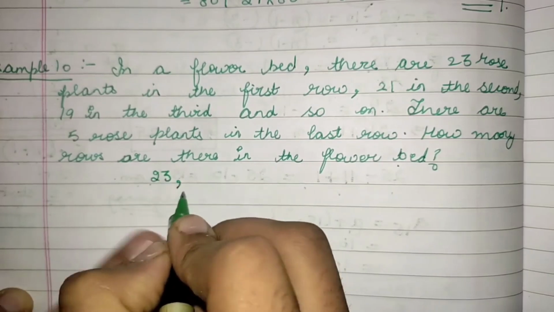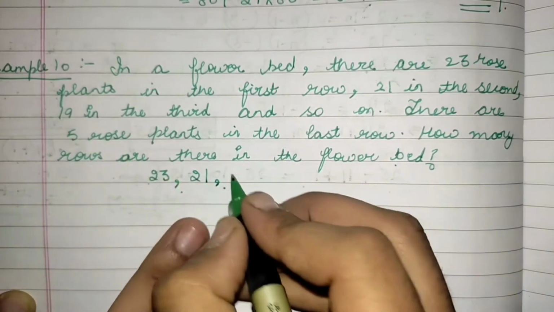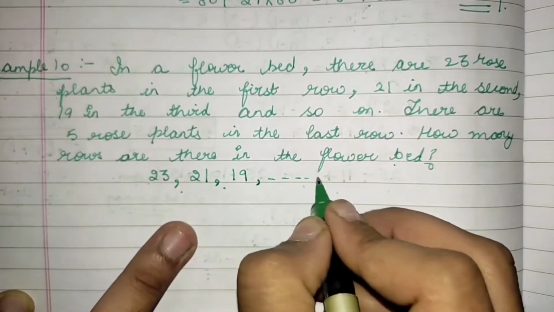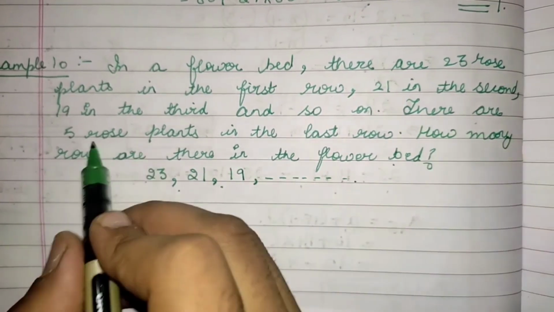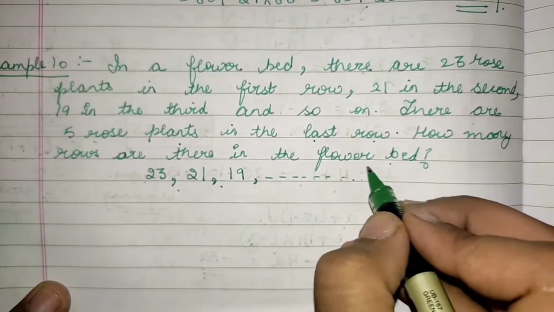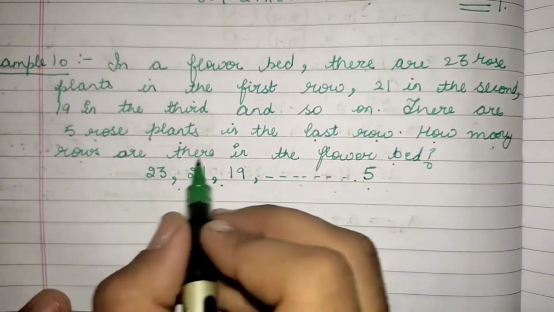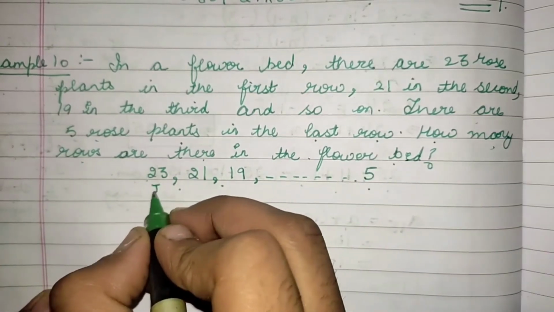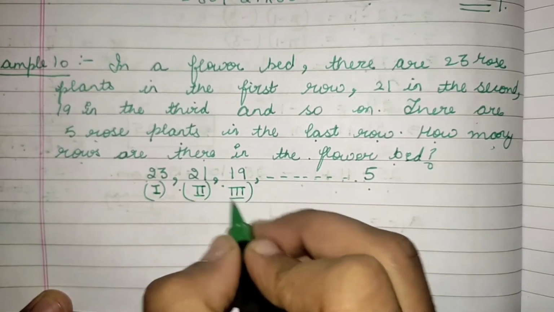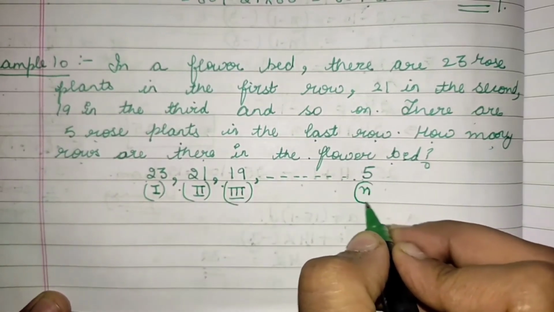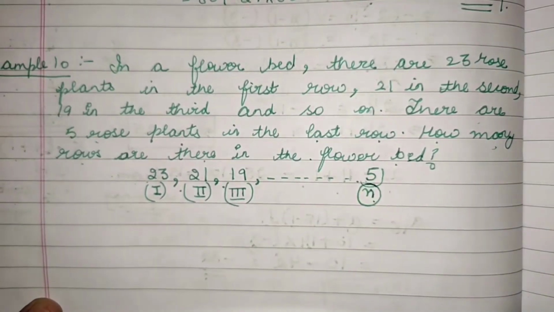First row is 23, then 21 in the second row, then 19 in the third row, and so on. Okay, so they are asking: there are 5 rose plants in the last row. Then how many rows are there in the flower beds? As we know, this is my first row, this is my second row, this is my third row. So I have to find out the number of rows in which the last value is 5.